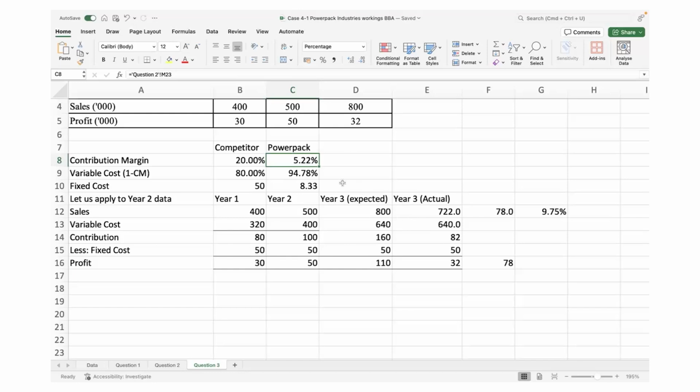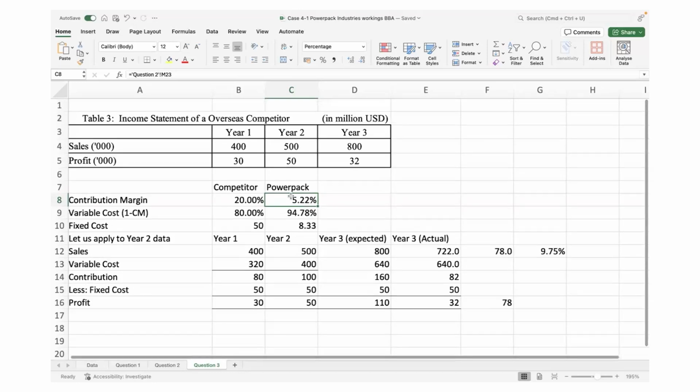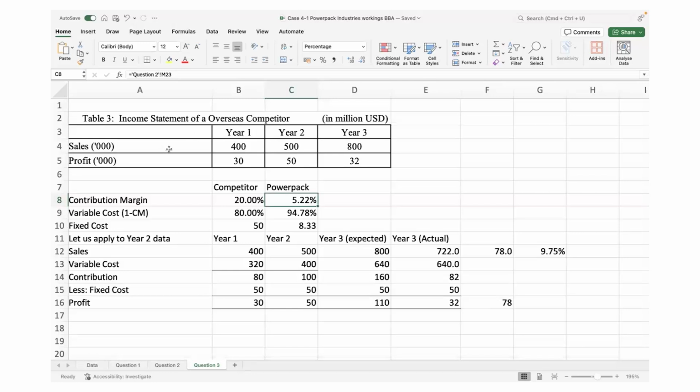So, even though we have very little data on sales and profit, it is still possible for us to build and analyze the cost structure for the benefit of this power pack company to then develop a long term strategy.